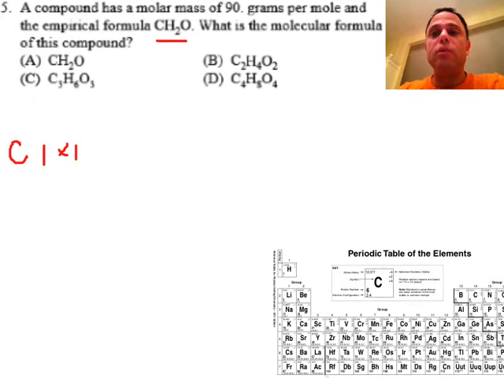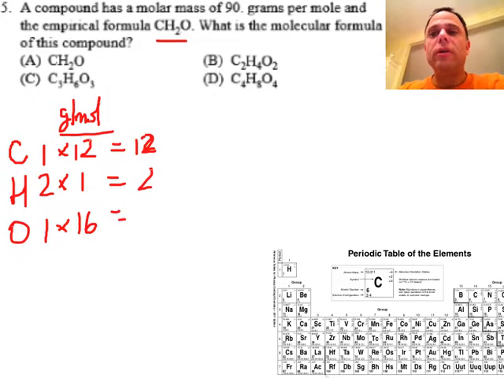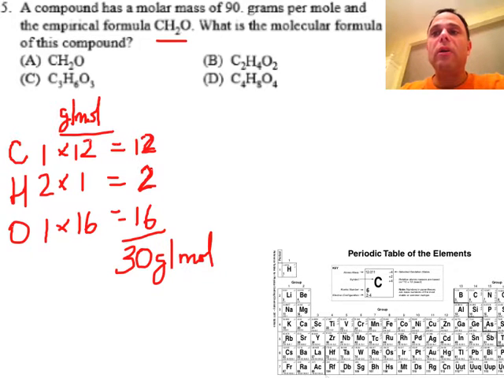And carbon has 12 grams per mole. So grams per mole up top there. And hydrogen, there are 2 moles of hydrogen, each with 1 gram per mole, and oxygen, 1 mole of oxygen, each at 16 grams per mole. Now that amounts to 12, 2, and 16. Add these together and we get 30 grams per mole for this empirical formula.